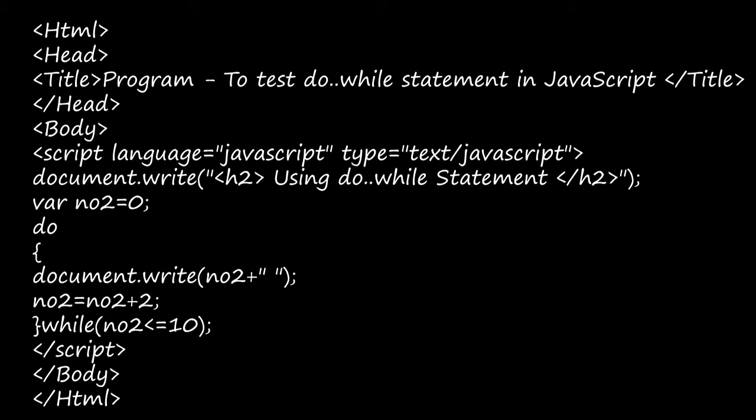For the value of NO2 there are no double quotes, so the value of NO2 will be displayed there, and then a space. At last there is a semicolon. The next line, if you see, is NO2 is equal to NO2 plus 2, semicolon. So once it is executed, do.